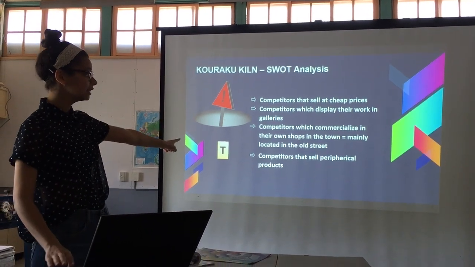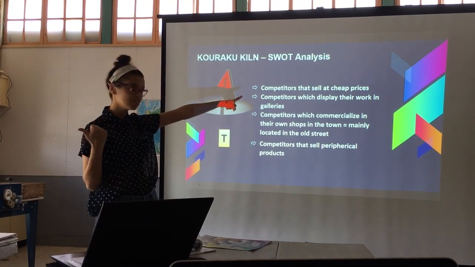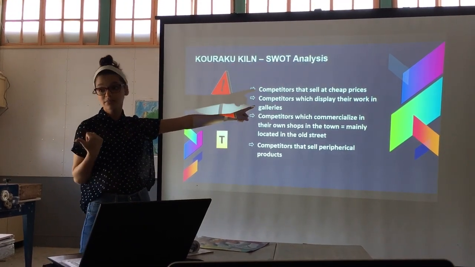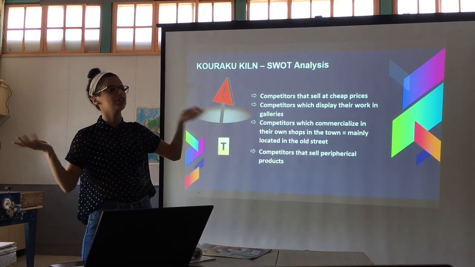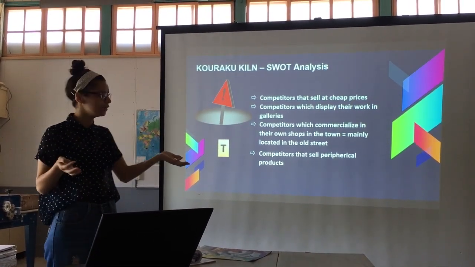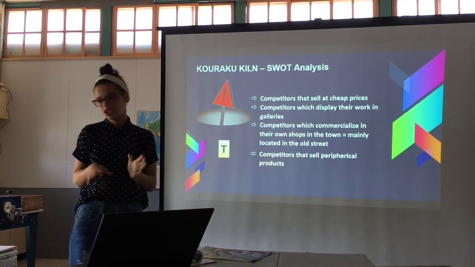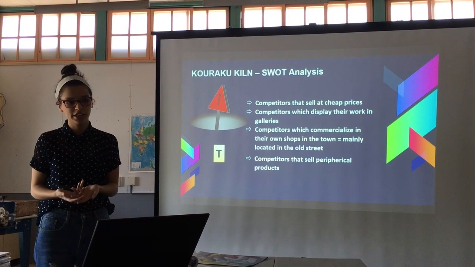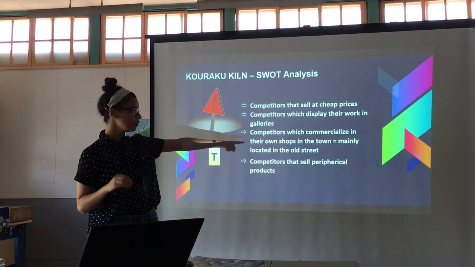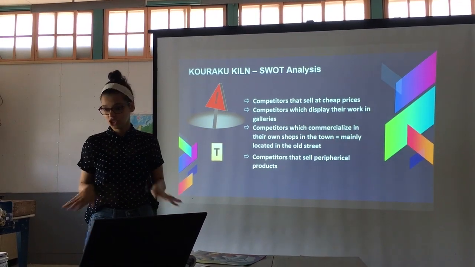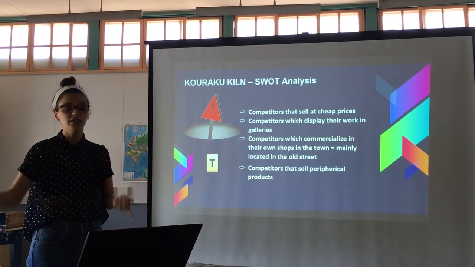For our threats, we have competitors that sell at cheap prices, and this is a threat to Kouraku Kiln because it sells at an average price or just an expensive price. Competitors which display their work in galleries. We don't have galleries for Kouraku Kiln, so this is a threat. Competitors which commercialize their own shop in the town. We don't have a shop as Kouraku Kiln, so there are others that have shops in the old street, for example.